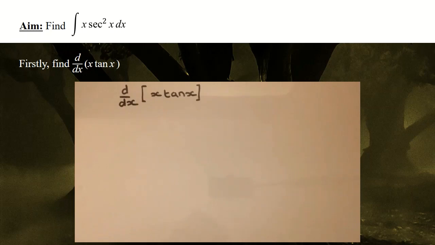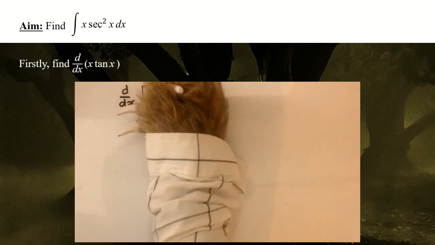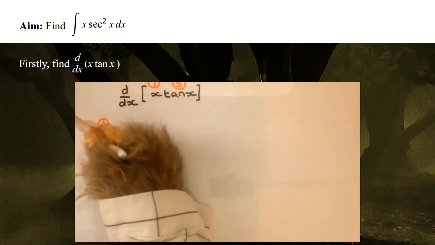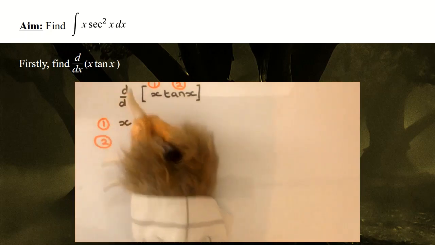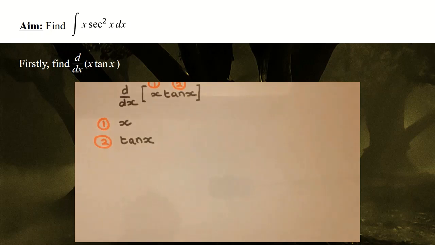Okay, right, let's have a look. So if we look at this derivative here, it's x tan x. That is clearly a product rule question. We have two functions, x and tan x, multiplied together. So I'm going to label them 1 and 2, as is customary. Okay, I hope you can see that. So let's just write out what information we have. So we have 1 and 2, like so. And let's just write down what 1 is again. So 1 is the function x, and 2 is tan x.